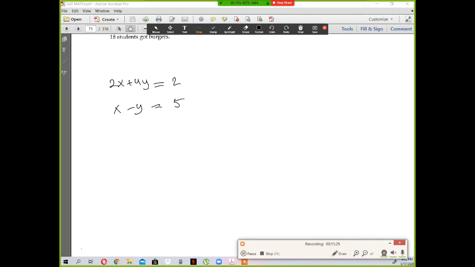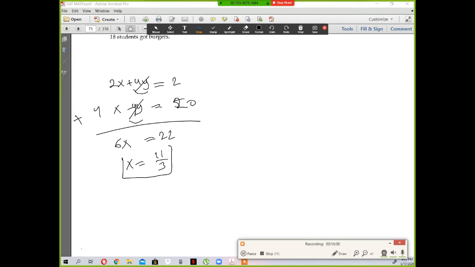So let's cancel y's. Here I have 4y, here I have minus y. I need to have minus 4y in order to cancel 4y, so I will multiply by 4. 4 times 5 will be 20. So 4x, I will sum them now. 4x and 2x will be 6x. These are cancelled, and I have 22 here. So x will be what? x will be 11 over 3.